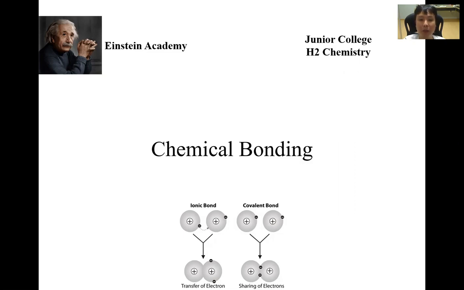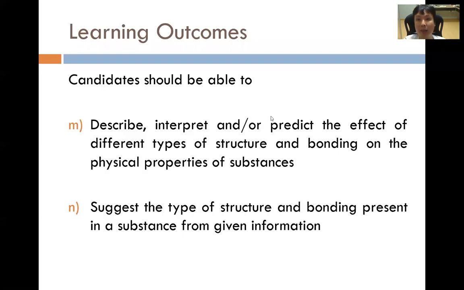In this video, we'll be looking at some questions that address learning outcomes M and N from the topic of chemical bonding from the JC H2 chemistry syllabus. So in the previous lecture, we mainly looked at learning outcome M, whereby candidates are expected to be able to describe, interpret, and/or predict the effect of different types of structure and bonding on the physical properties of substances.